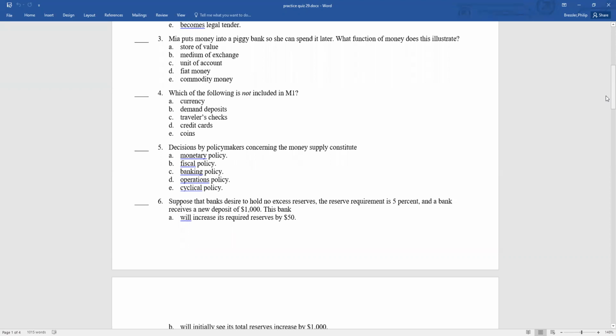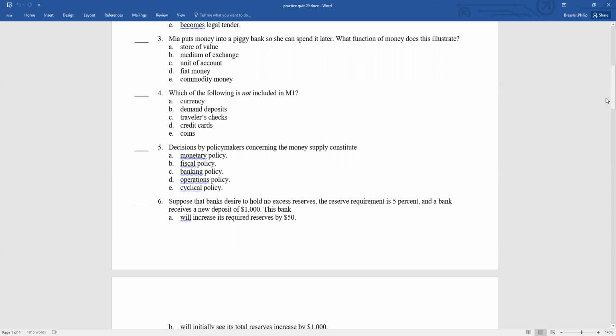Which of the following is not included in M1? Currency is, demand deposits, which is like checking, is, traveler's checks is. Credit card is not money; it's not in M1 or M2. Coins is. Now, all of these are also in M2, which they could ask to make the question a little tricky. Decisions concerning money are monetary policy. Just as a quick review, fiscal policy is government spending and taxing.